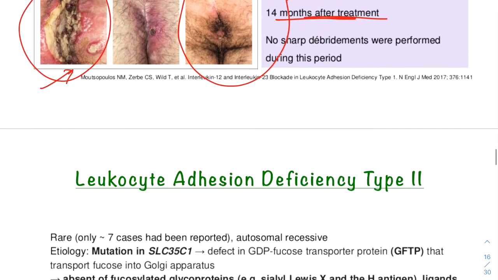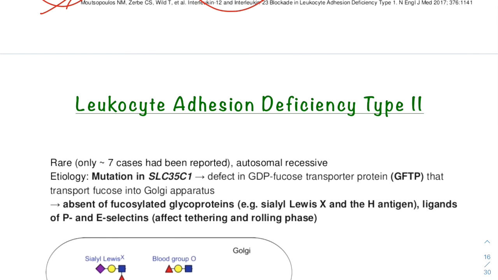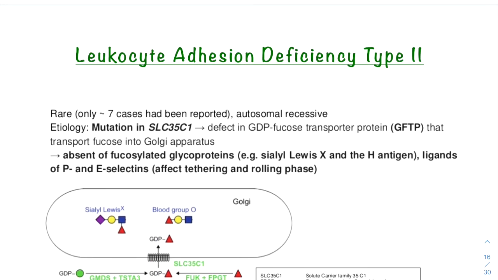In the next video, we will be discussing LAD type 2, which is also a very important topic from an exam point of view. Hope you all liked the lecture.